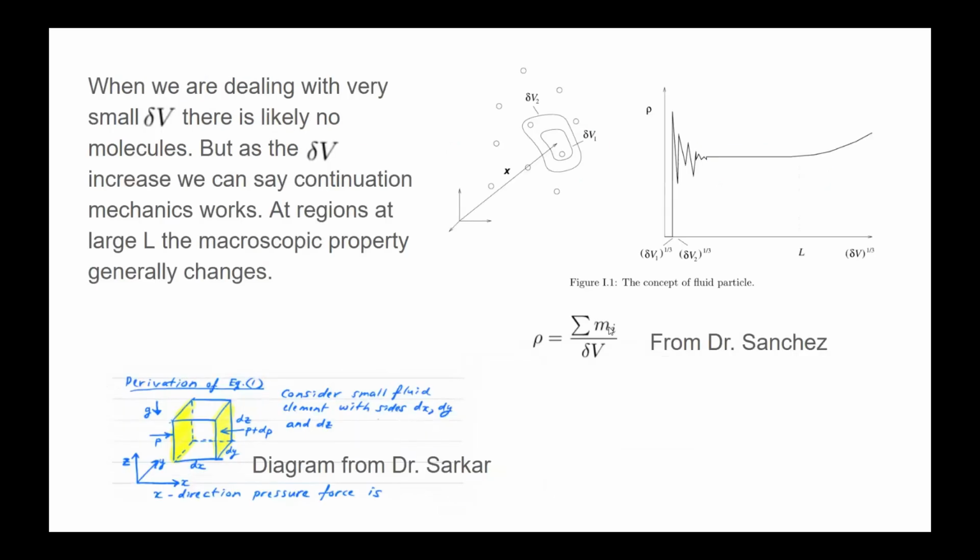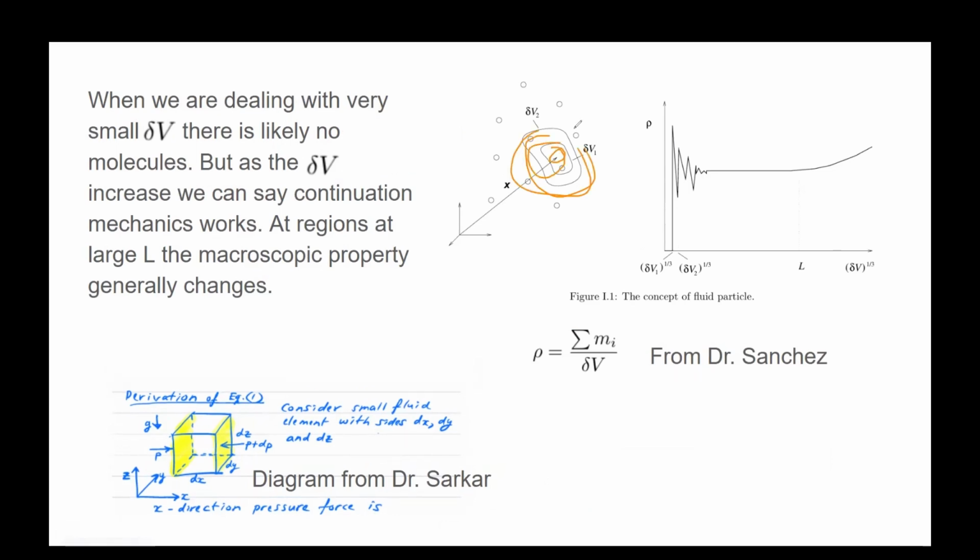When we're dealing with a very small delta volume, there are likely no molecules, but as delta volume increases, we can say continuum mechanics works. In a region of high length scale, microscopic properties generally change. So basically what it's saying is increase, increase, increase, you hit this, you hit this, and so on and so forth. Generally speaking, there's some other stuff over here from different lectures, but you can kind of get what I'm trying to put down.